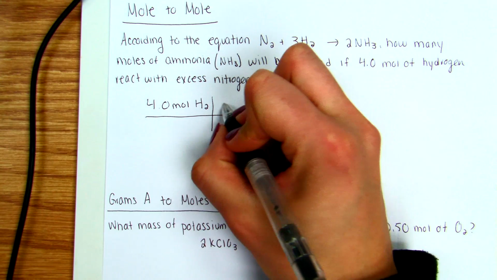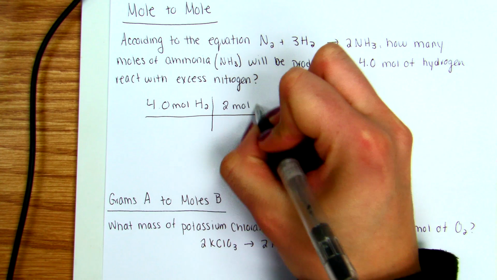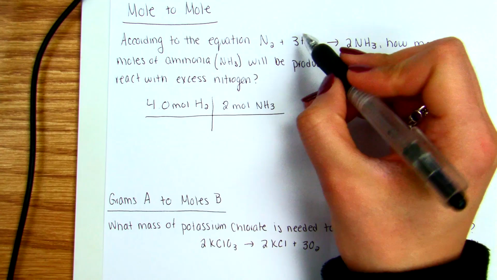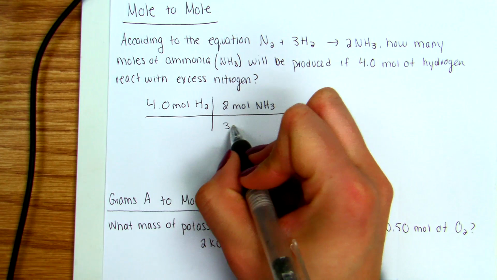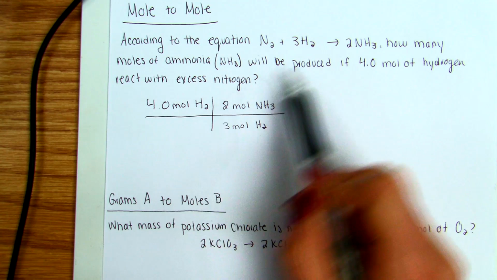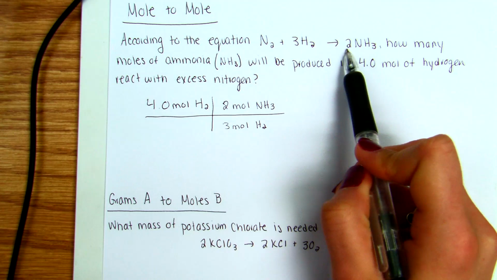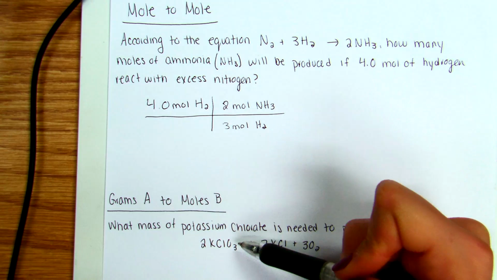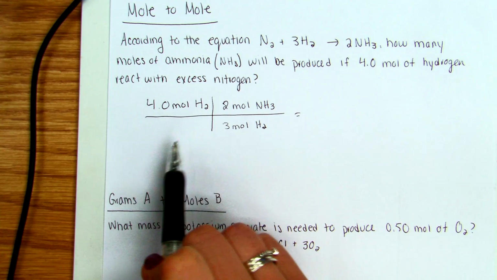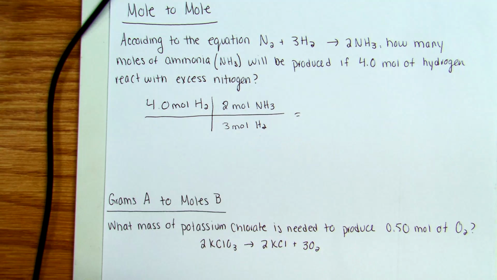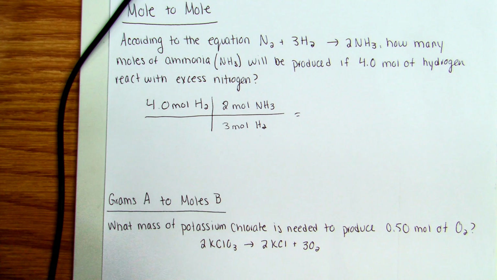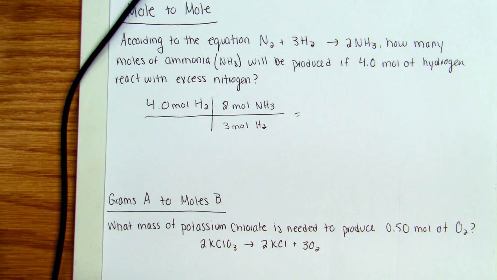Whatever you're trying to get to, you're going to put on top. So here we have 2 moles of ammonia, and we had 3 moles of hydrogen. Notice that the 2 comes from the coefficient in front of ammonia, and the 3 comes from the coefficient in front of hydrogen. Now if we do out this math, remember you multiply what's on top and divide by what's on bottom. So go ahead and take out your calculator to do this math.